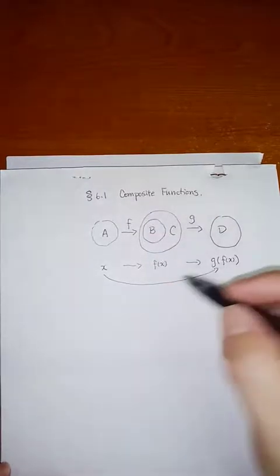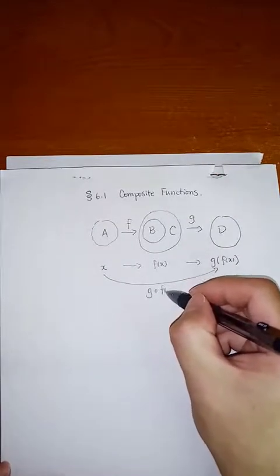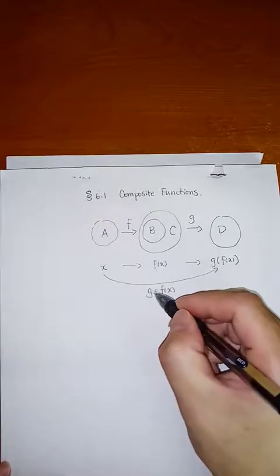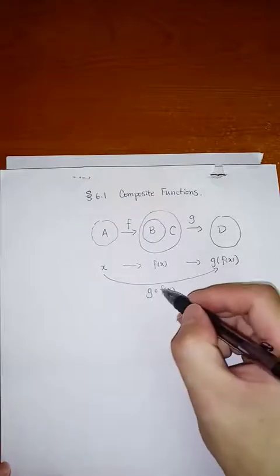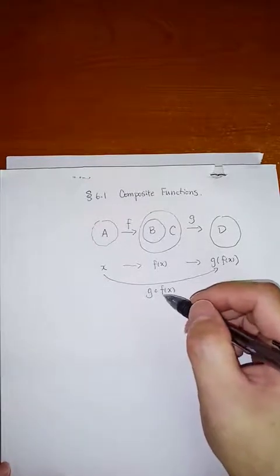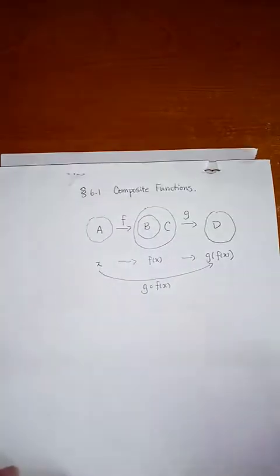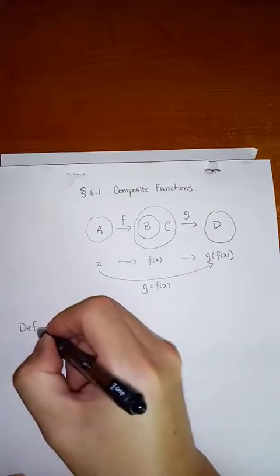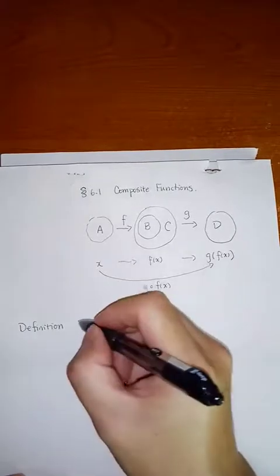Okay, so this is a composite function because we apply f first and g second. So we write g circle f of x, and we want to distinguish this composite function from a product of two functions, so we introduce this small circle notation. To make the definition precise, let's write it down here.